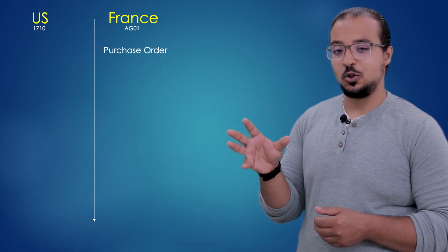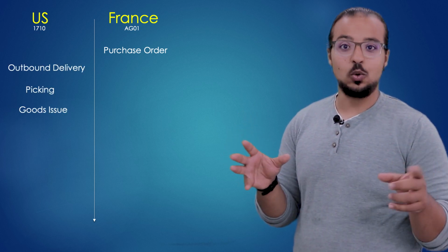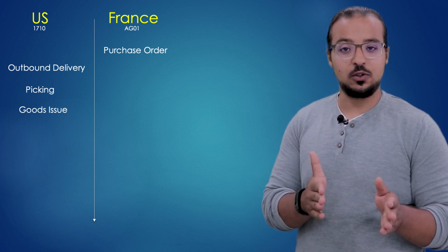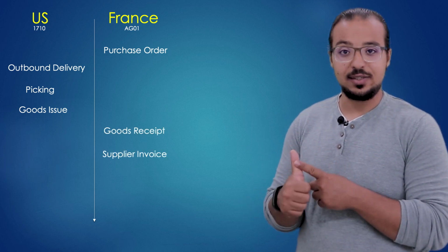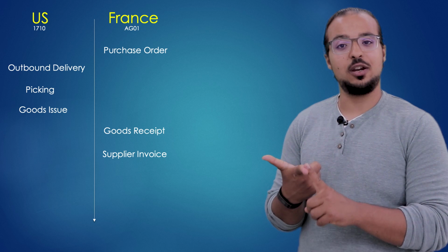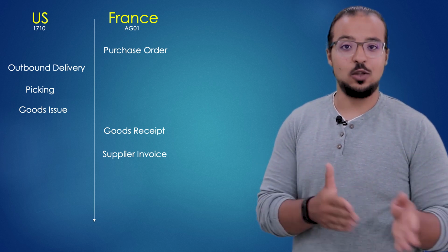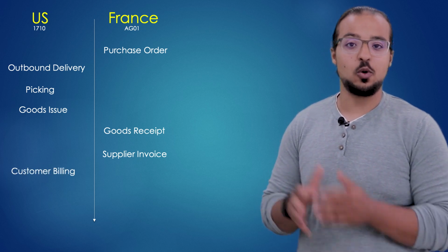So after we created the purchase order, the second step is the company code in US is going to create an outbound delivery, picking, and the goods issue with reference to the intercompany purchase order. Then we go back to France and we post the goods receipt for the products and the supplier invoice for the intercompany supplier of US. And we go to US and we post the sales intercompany billing document for the intercompany customer of France.